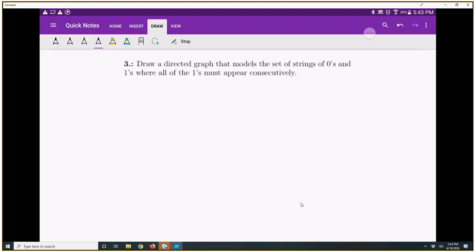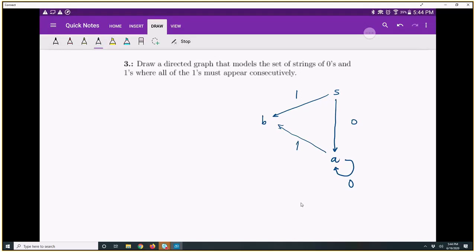On the other hand, we could try to draw a directed graph that models the set of strings of zeros and ones where all of the ones must appear consecutively. So I would start kind of the same way. Maybe I have A down here and B here, and my first choice is either 0 or 1. Then I want all of the ones to appear consecutively. So if I haven't chosen a 1 yet, if I've gone down the path and chosen 0, then I can still choose either 0 or 1.